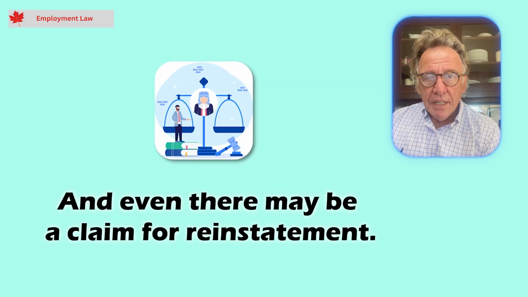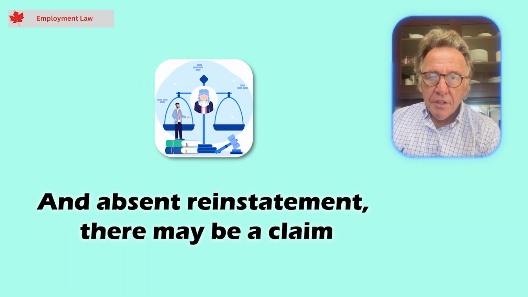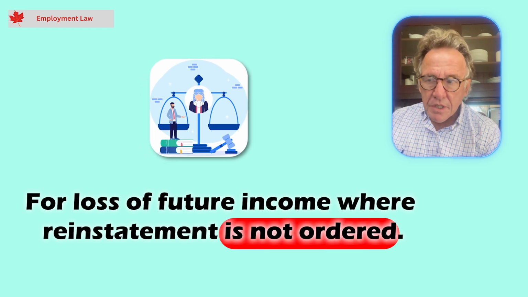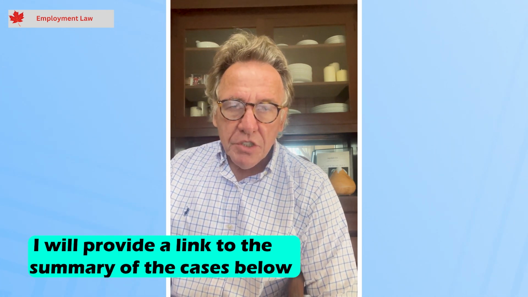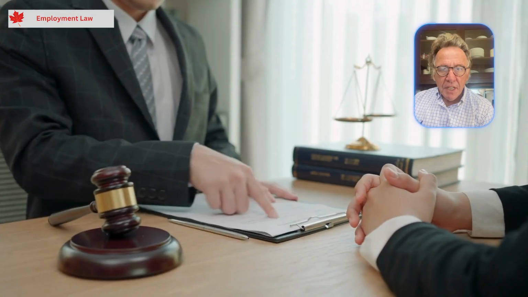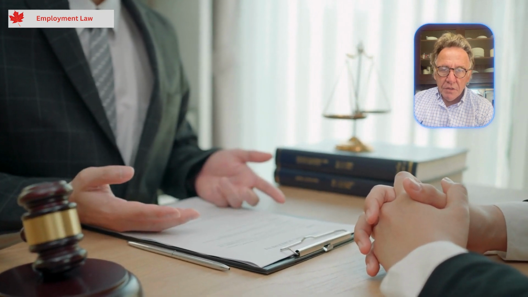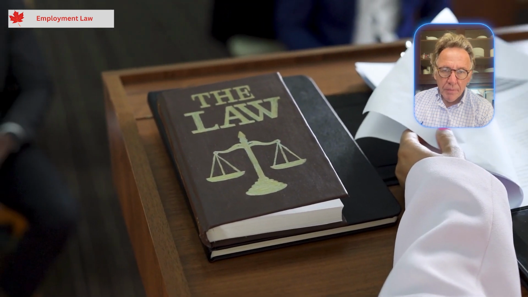And there may even be a claim for reinstatement, and absent reinstatement, there may be a claim for loss of future income where reinstatement is not ordered. So I will provide a link to the summary of the cases below showing the awards that have been made for both lost income to the date of hearing and also claims for future lost income where reinstatement has not been allowed. So again, these are dramatically different from wrongful dismissal cases, and regard should be had to how the case should be argued, whether it should be a wrongful dismissal claim or a human rights claim.